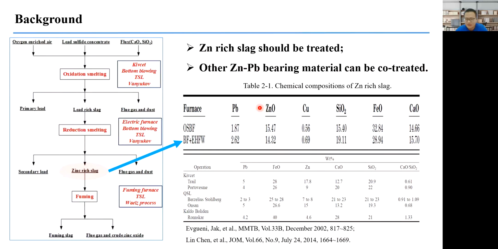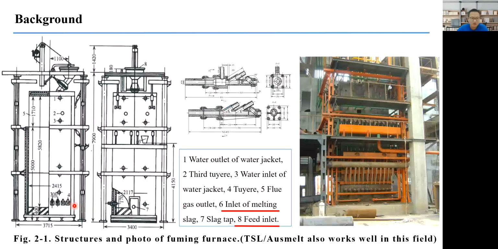So all those materials contain some sulfur, contain lead and zinc, even some silver and copper. They can be nicely recycled with a lead process, and after that, all those materials will end up in this zinc-rich slag. So we should pay attention to the fuming process. The background has already been introduced, so how about the equipment?